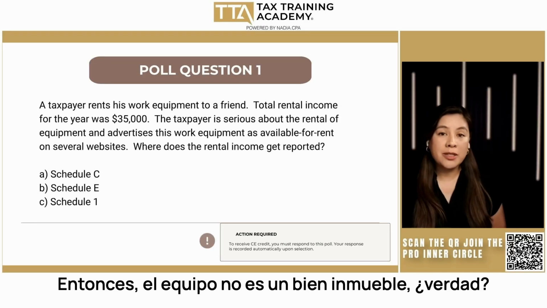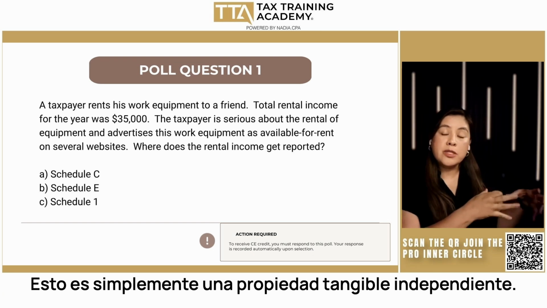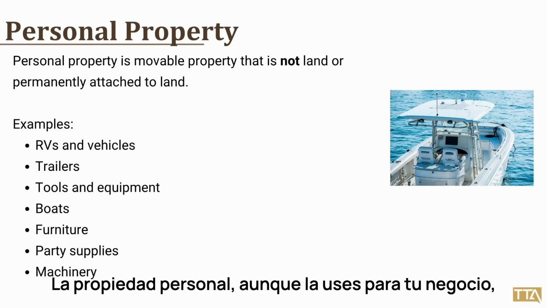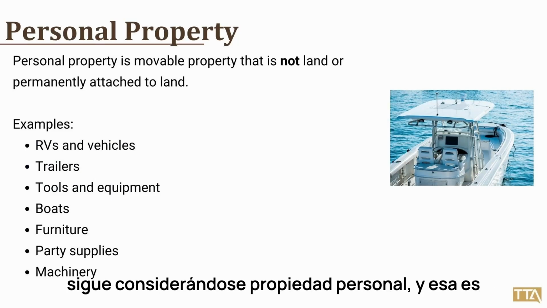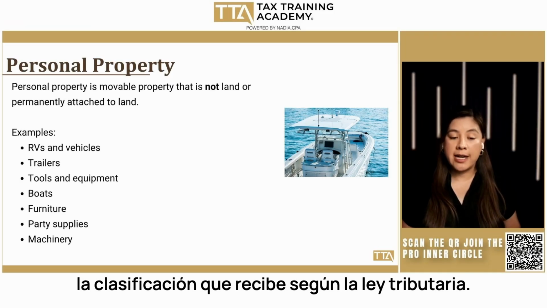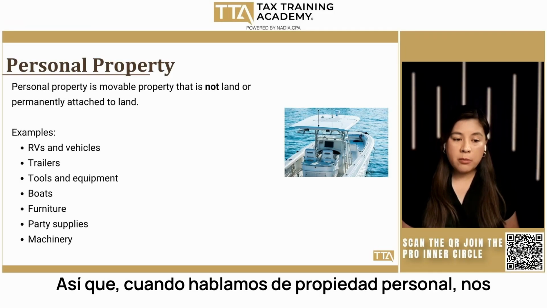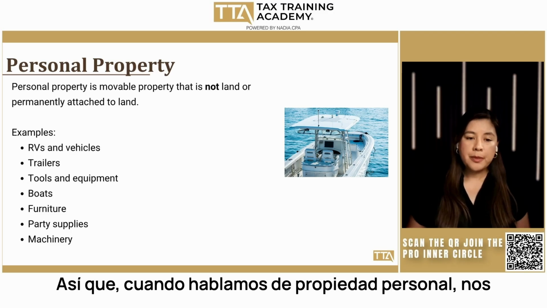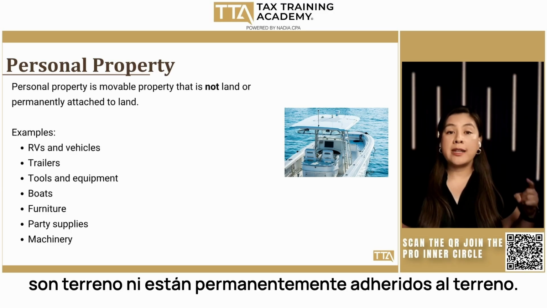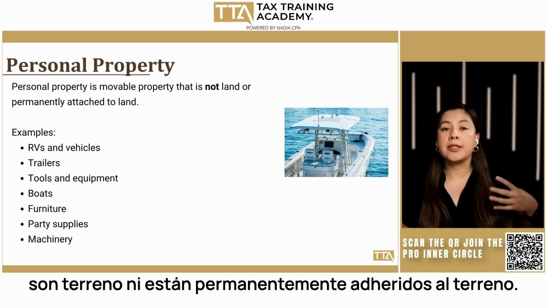So equipment is not real estate, right? This is just a standalone tangible property. Now, when we talk about personal property, because that's what equipment is, even though you use it for your business, it's still considered personal property. And that's the classification that it receives under the tax law. Personal property is just movable, tangible property that is not land or permanently attached to the land.